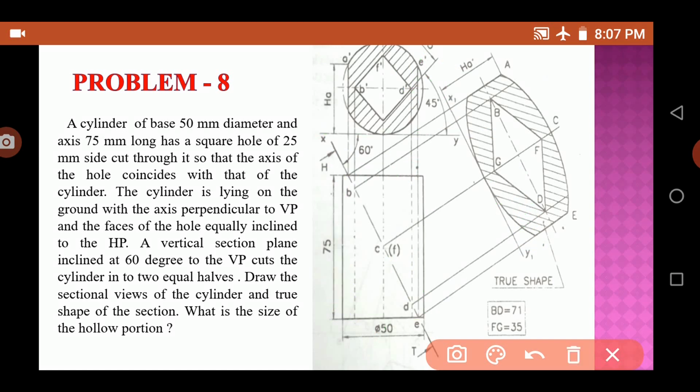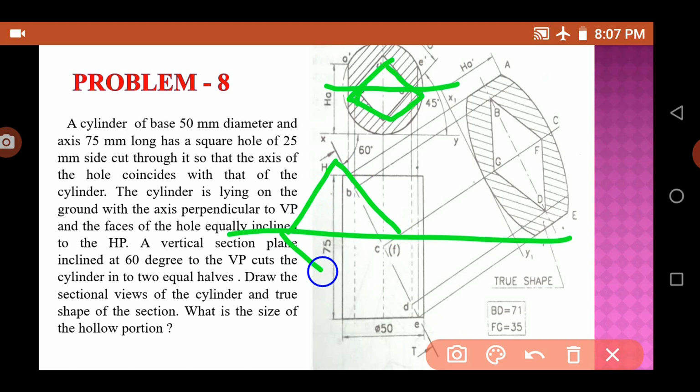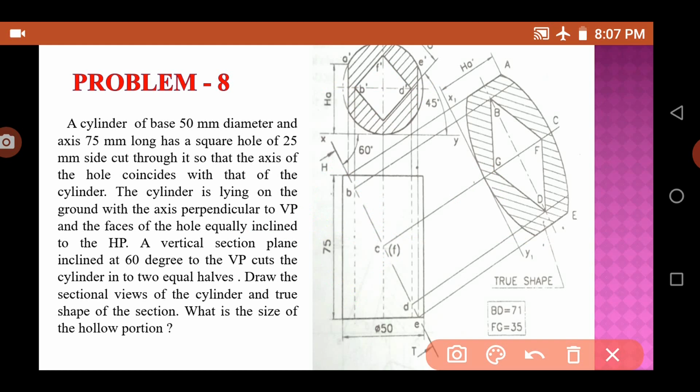Now, the axis is perpendicular to VP, and the faces of the hole are equally inclined to HP. When you draw the square hole, equally inclined means that when you draw something like this, this is VP, and the faces are equally inclined. So the cylinder is lying on the ground, the axis is perpendicular to VP, and the faces of the hole are equally inclined to HP.